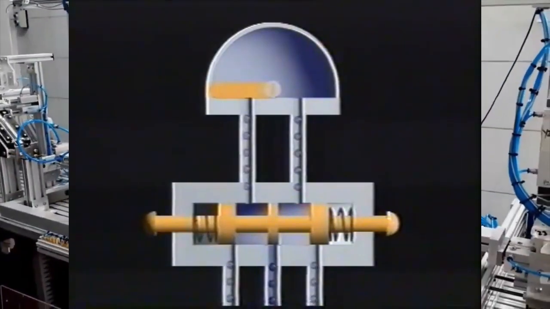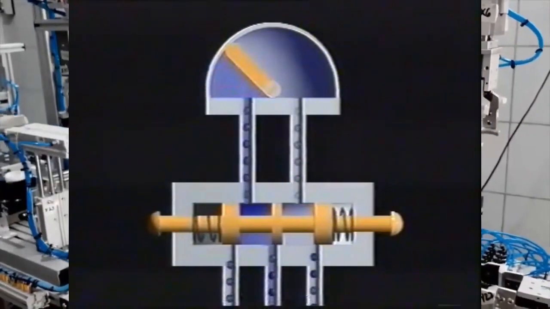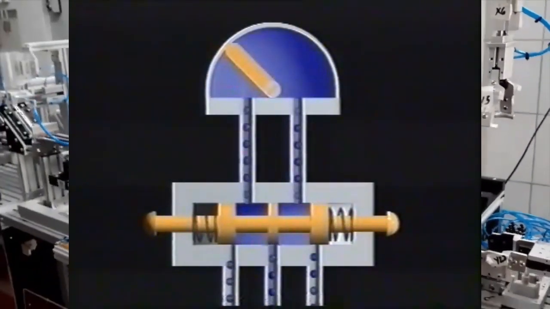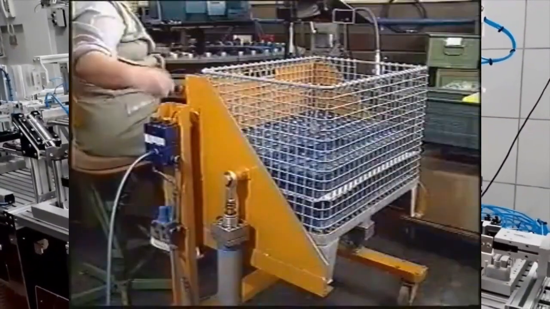The simplest directional control valve is the two-way valve. It stops flow or allows flow. A water faucet is a good example of a two-way valve.